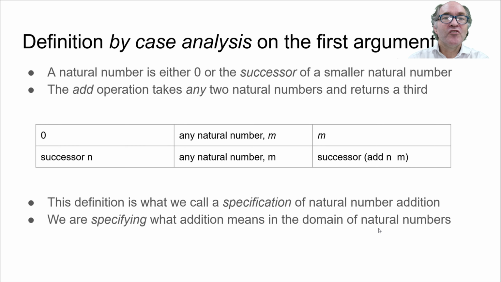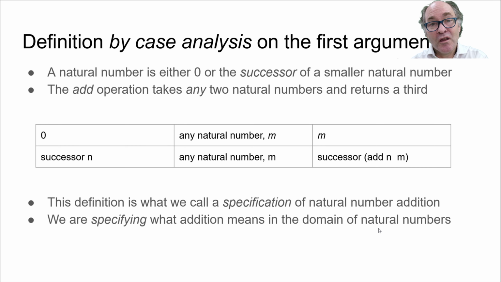So we have defined addition by case analysis on the first argument. A natural number is either 0 or it's the successor of a one smaller natural number. The add operation takes two natural numbers and returns a third, and addition is defined in exactly this way: case analysis on the first argument. Notice that in the second argument, m, we don't do anything with it. If the first argument is 0, we just return m.